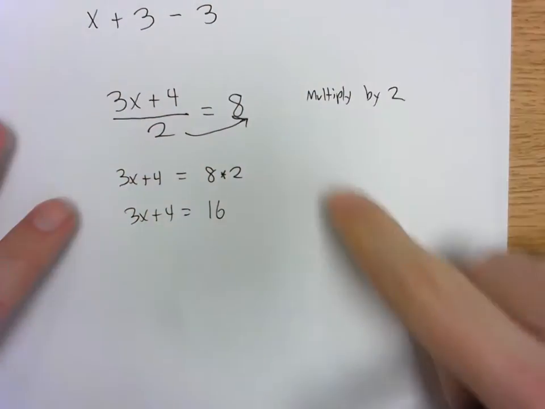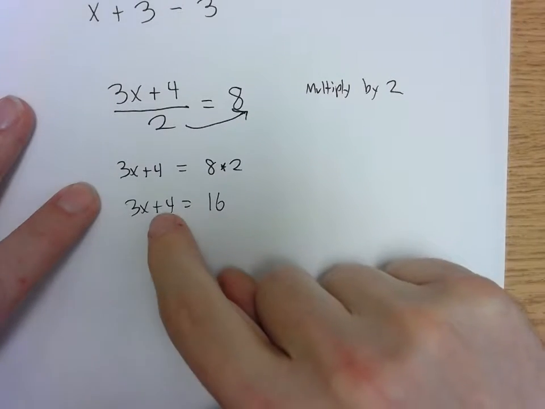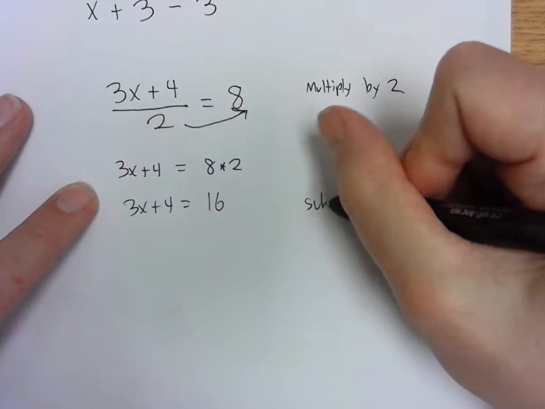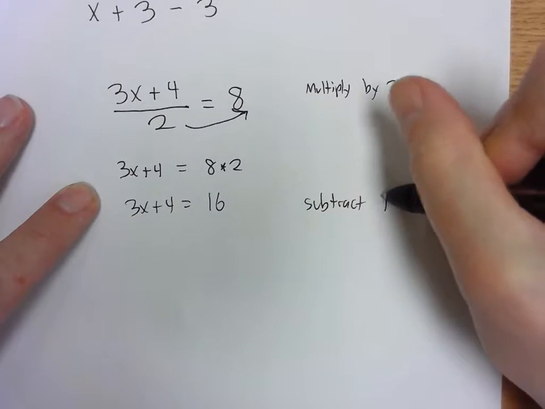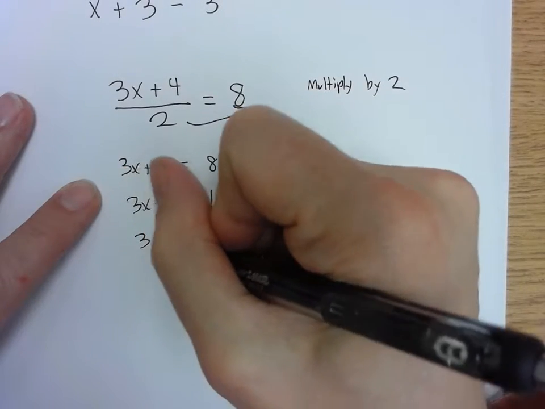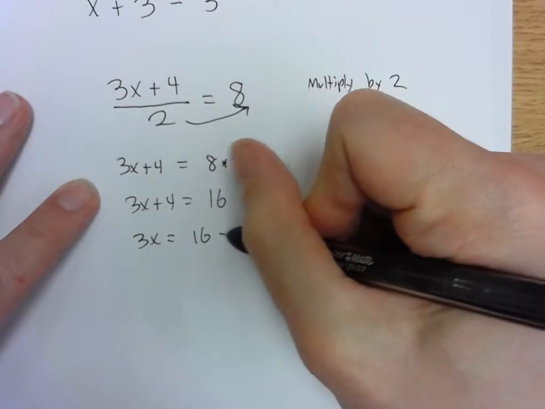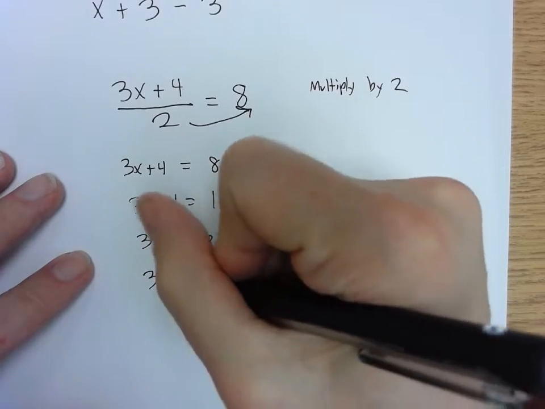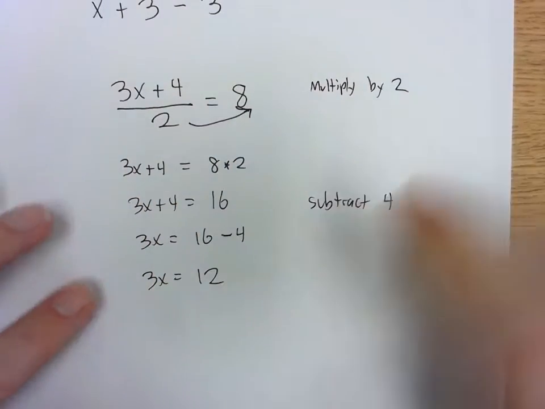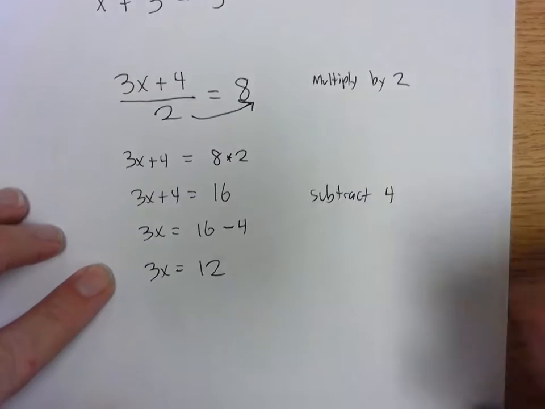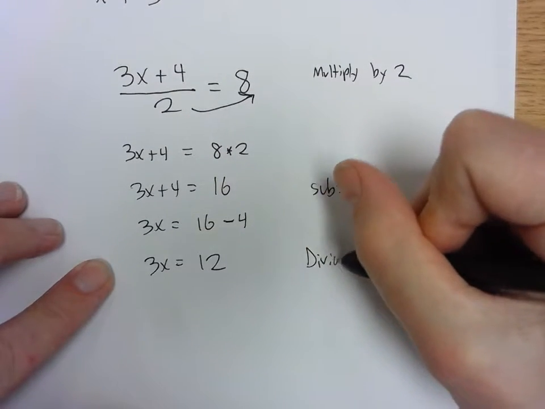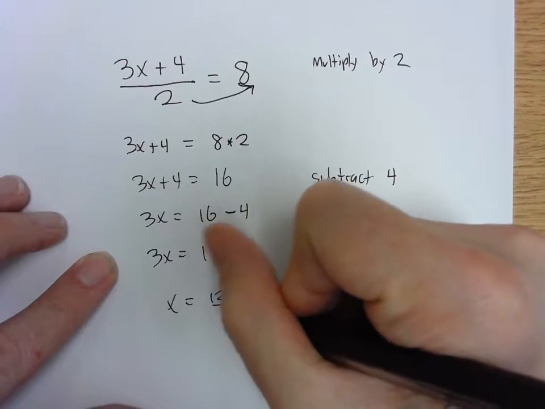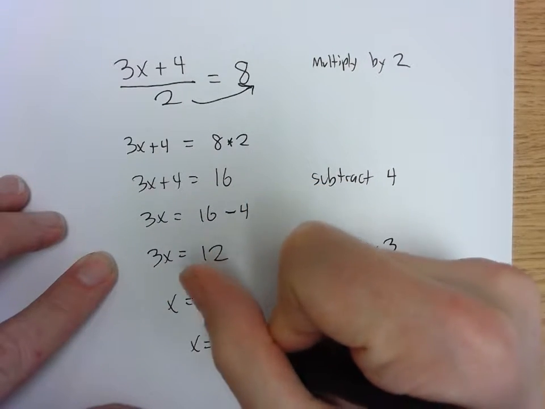The next inverse operation is to undo the plus 4. And so we would subtract 4. And that's going to give you 3x equals 16 minus 4, which is 12. And finally, when we solve the equation, we would divide by 3, and the inverse of multiplication is division. So divide by 3. x is going to be 12 divided by 3. So x would equal 4.